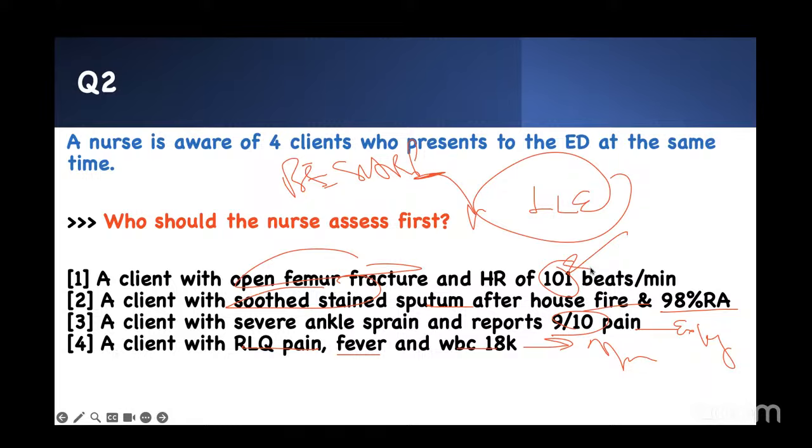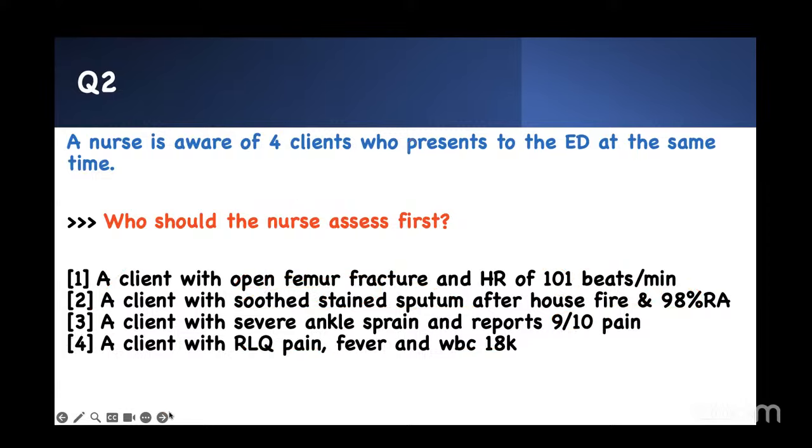Now the house fire. If you're involved in a fire, there's smoke inhalation, carbon monoxide inhalation. Of course, your saturation is not going to change. It's going to remain normal because of carboxyhemoglobin. Every time you see somebody involved in a fire, their saturation remains normal because of the carboxyhemoglobin. But in actual fact, they have no oxygen going on. So even though the saturation is 98, that is a trap. The fact that they have sooty stained sputum means they have an airway problem. This patient is in trouble. Number 2 is your right patient.